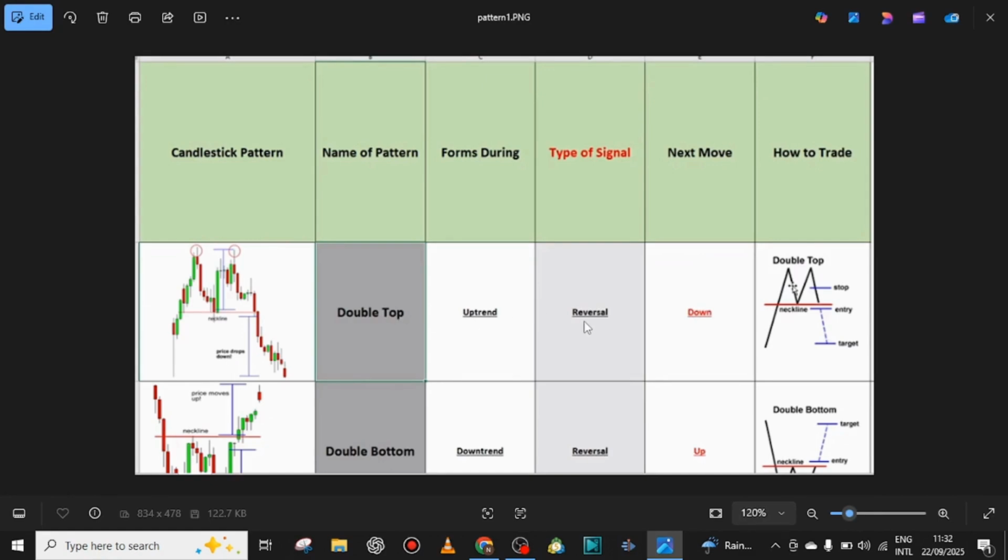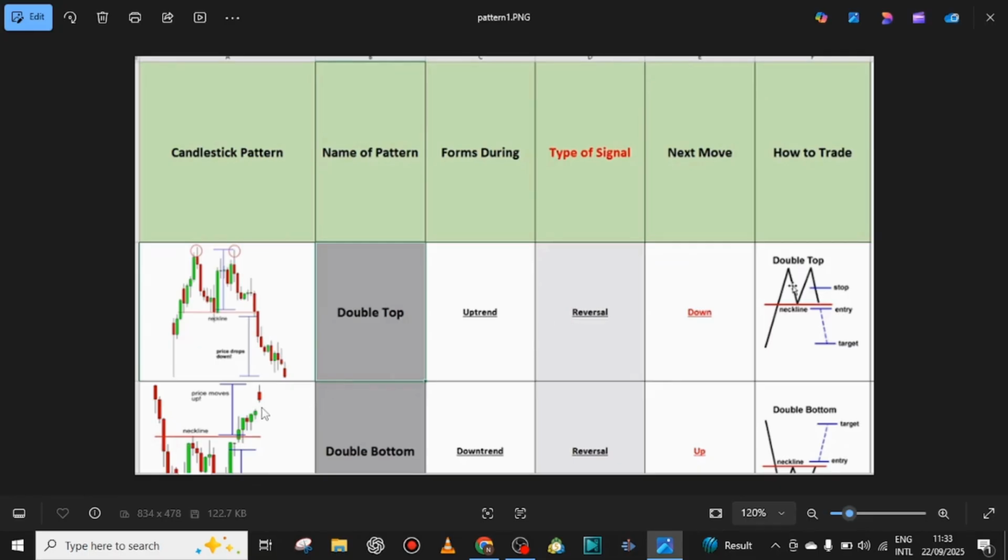And the type of signal is showing you that there is going to be a reversal signal. As you can see, we are trending upward, and as we are trending upward, we are reversing. The market is reversing back to a downtrend. So this type of signal is a reversal signal, and the next move is downward movement.